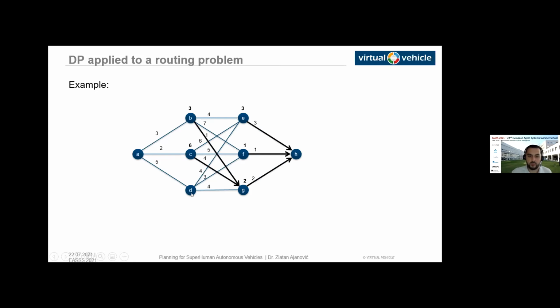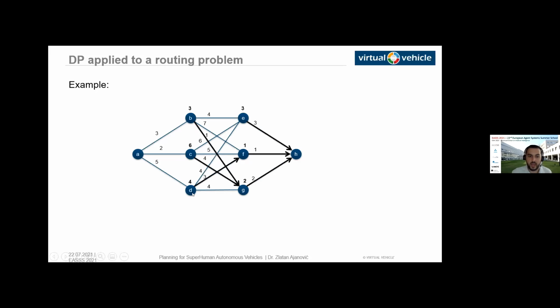And for node D, we look at the possibilities. We have 4 plus 2. This node has a 2, so 4 plus 2 is 6. Here for another possibility, 3 plus 1 is 4. And the other possibility, 4 plus 3 is 7. So what we do is we take this 3 plus 1, which is 4.